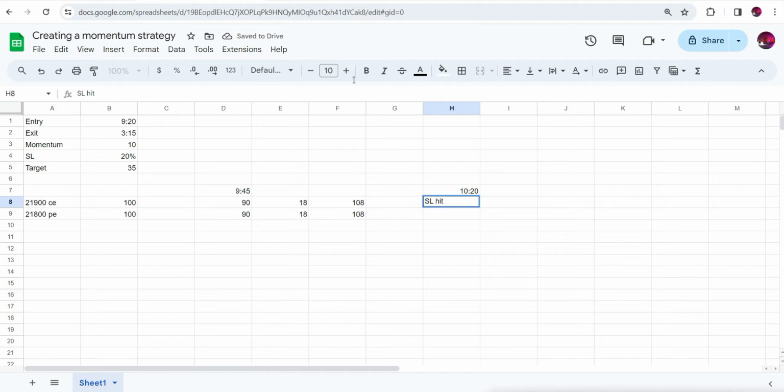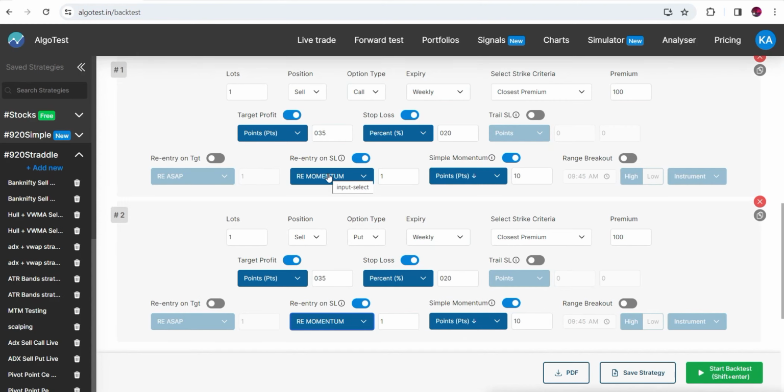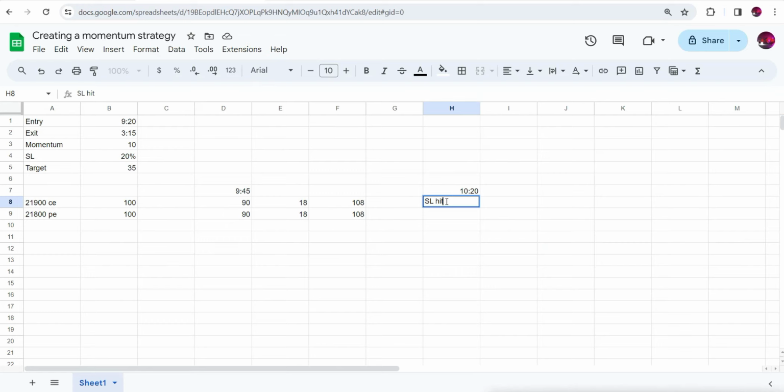Now, the re-entry momentum feature we selected here works like this: at 10:20, our SL was hit. Again at 10:20, it will select a strike whose premium was 100. For example, it selected a strike of 22,000 whose premium was 100 rupees. When it was 100 rupees at 10:20, when our stop loss was hit, now it will wait for the 22,000 call to move 10 points down.